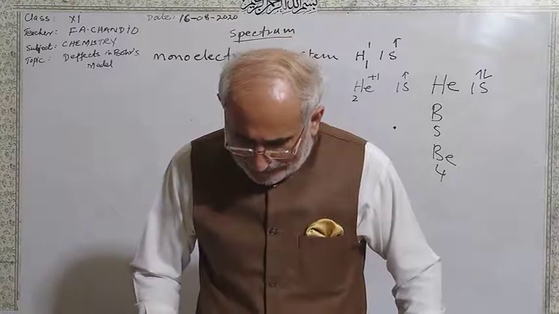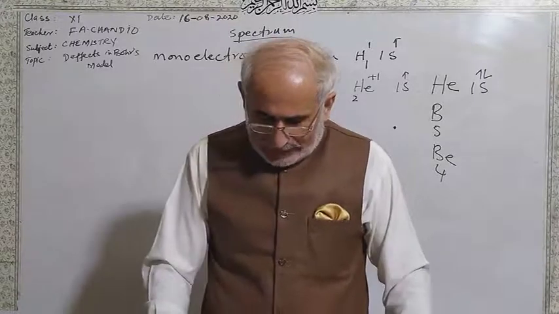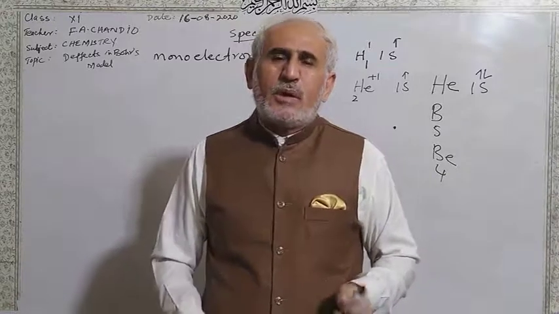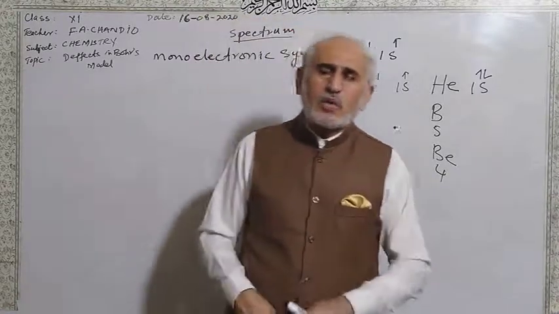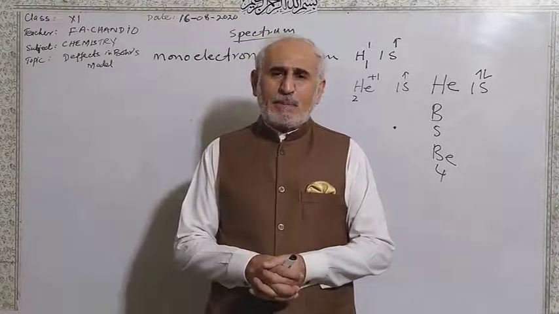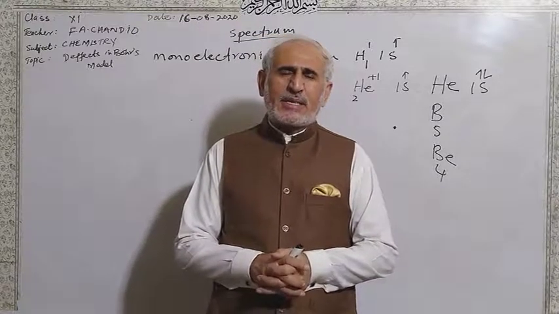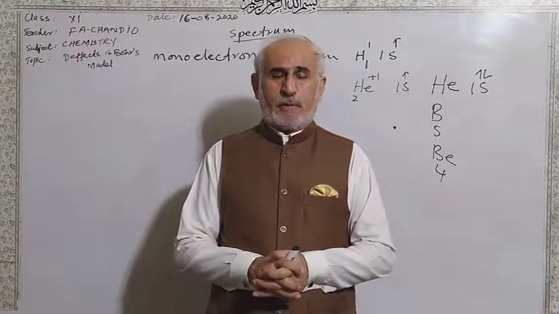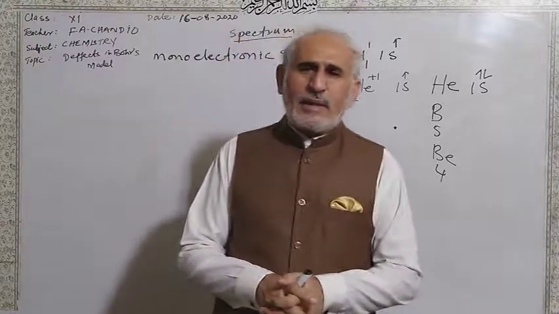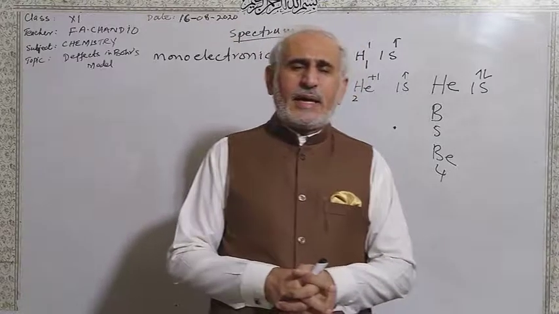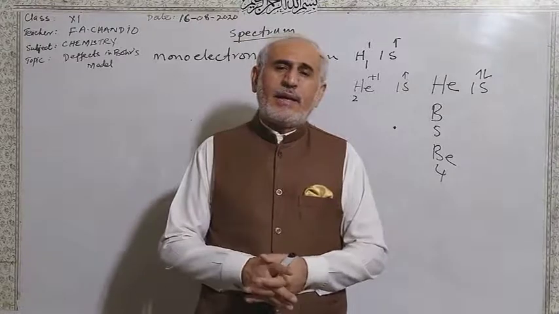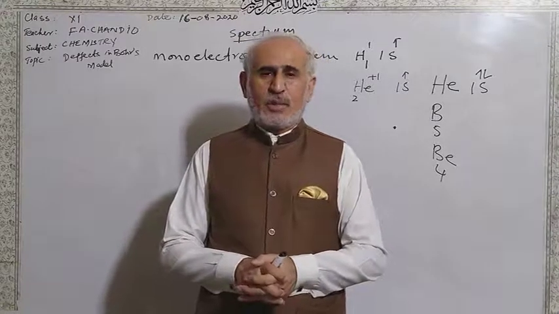Now, an excited atom of hydrogen gives an atomic emission spectrum. Dear students, there are two kinds of line spectrum: one is the absorption spectrum and the other is called the emission spectrum. When an electron drops from higher energy to lower energy, the energy is emitted and the spectrum formed is called the atomic emission spectrum.